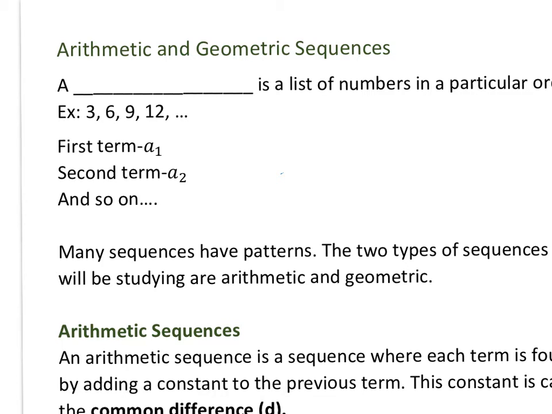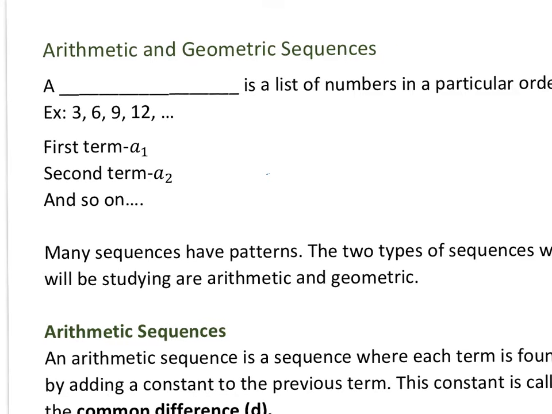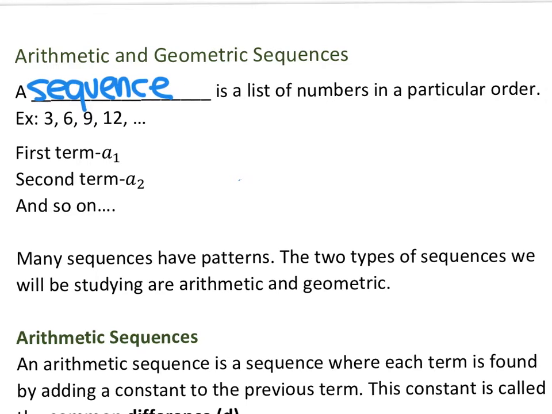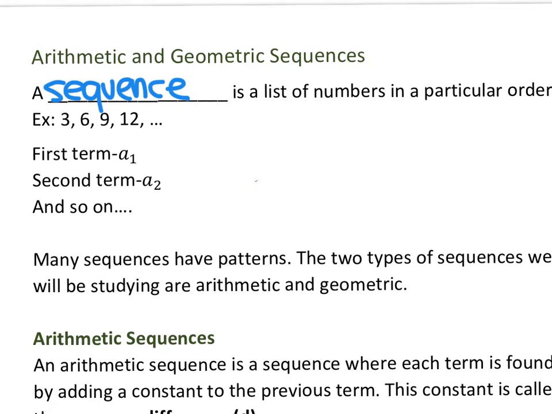So today we're going to learn about arithmetic and geometric sequences. So a sequence is just a list of numbers in a particular order. So I gave you an example. So this first example, I gave you 3, 6, 9, and 12.